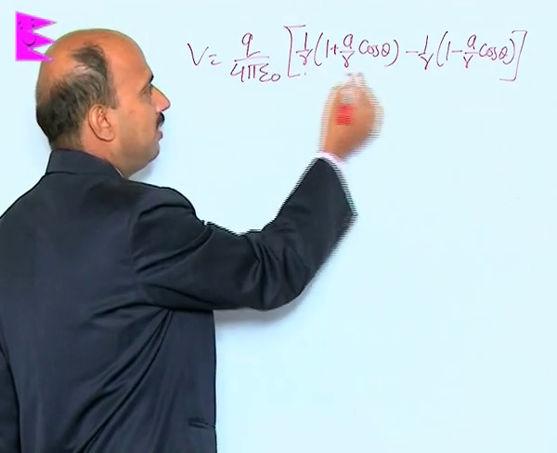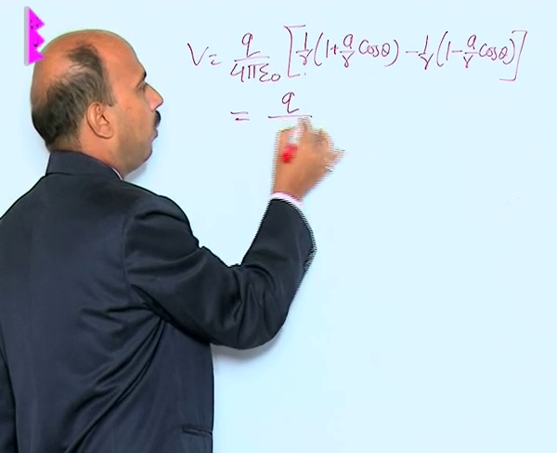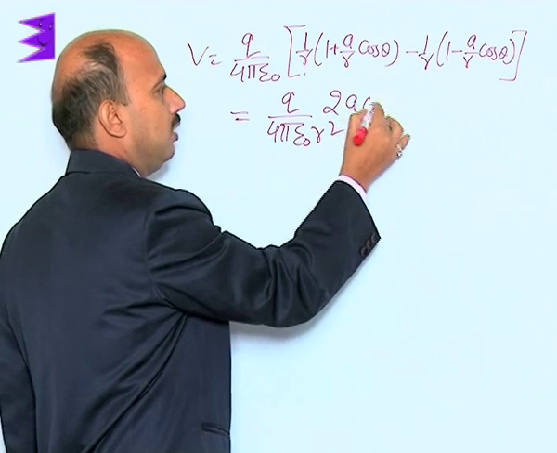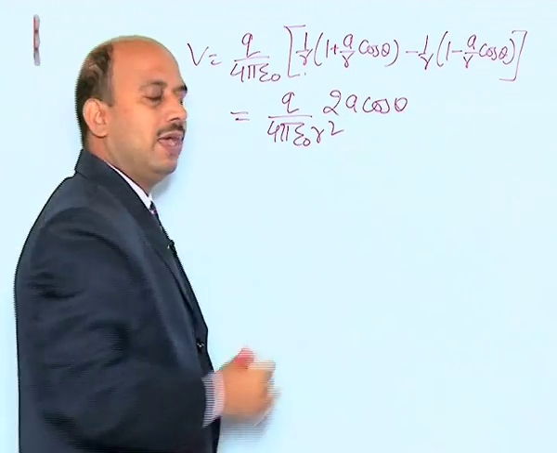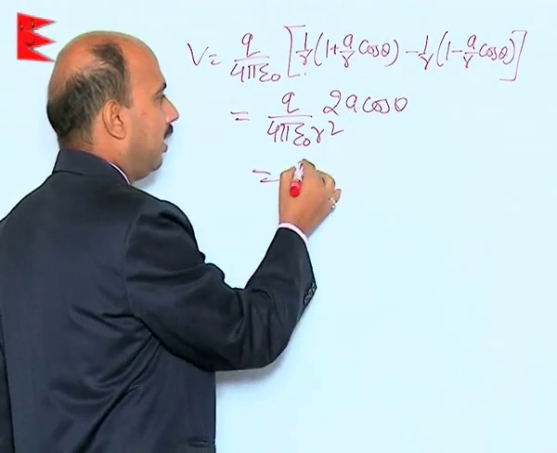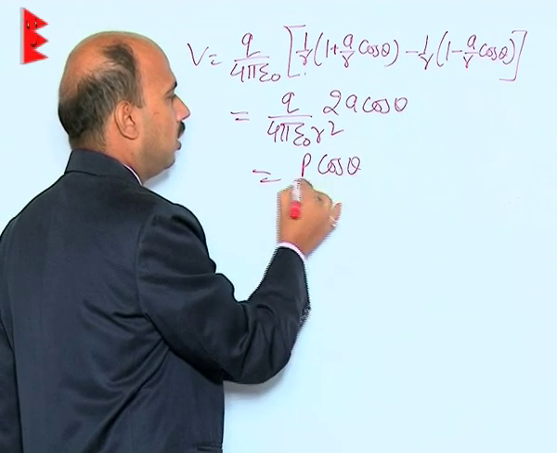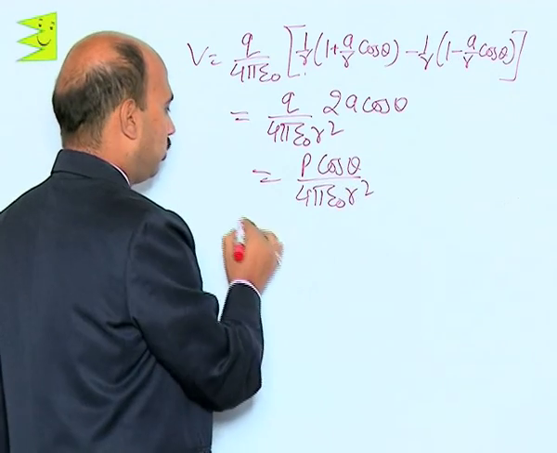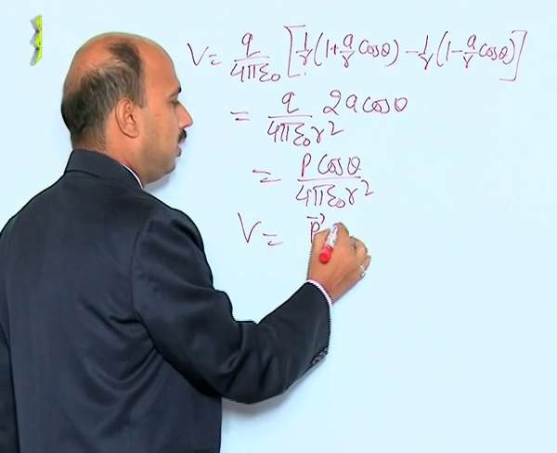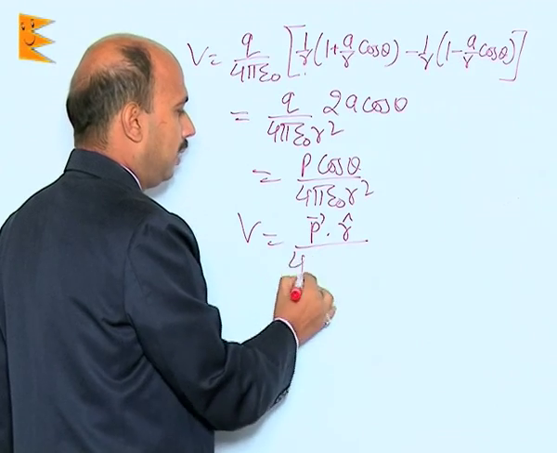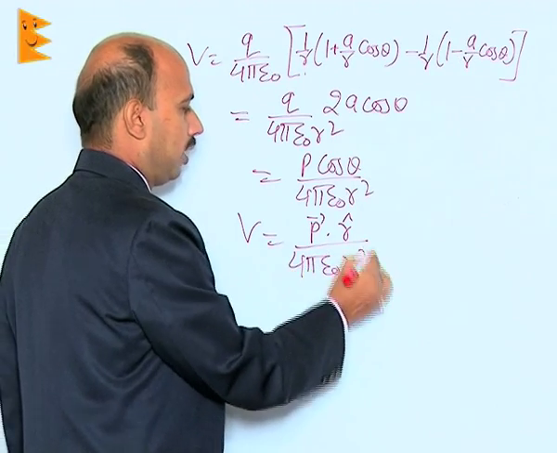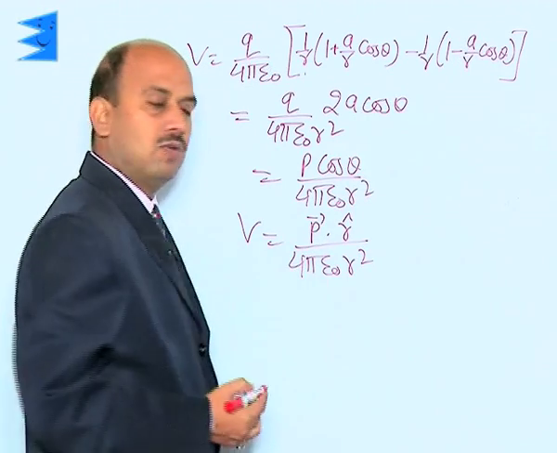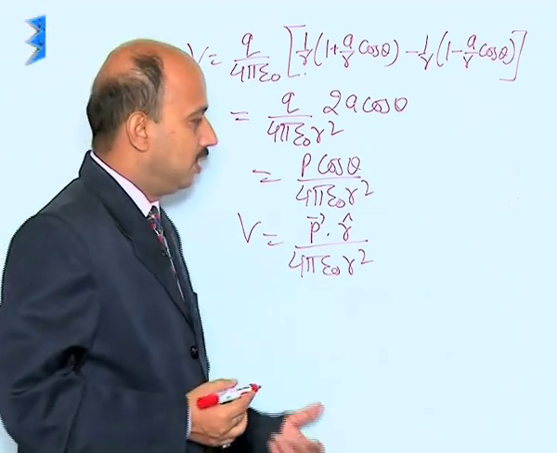We solve it. When we solve it, we get q upon 4 pi epsilon naught r square into 2a cos theta, where q into 2a is the dipole moment. So, we can write p cos theta upon 4 pi epsilon naught r square. This can also be written as V is equal to vector p dot r unit vector divided by 4 pi epsilon naught r square. So, basically the potential at any point is the dot product of these two vectors. This is also a scalar quantity.